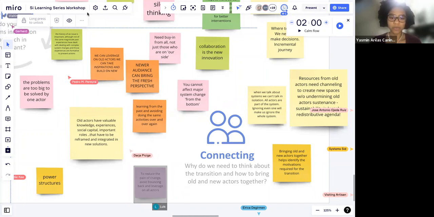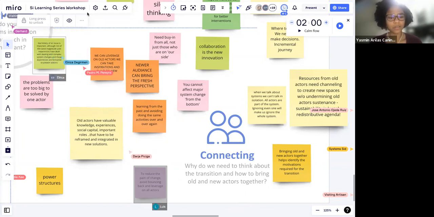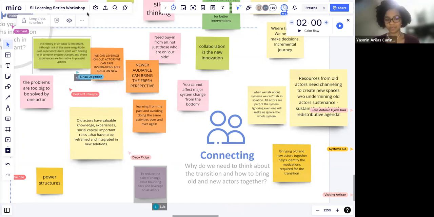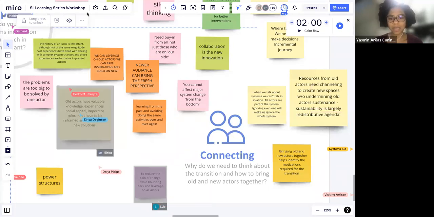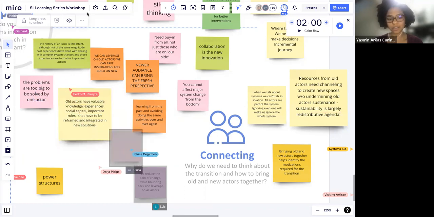Newer audience can bring the fresh perspective. Would agree with that. We can leverage on old actors, we can take inspirations and build on the new. Okay, so the collaboration between old actors and the new actors, right? Learning from the past and avoiding doing the same activities over and over again. So I think the same person wrote these 3 orange ones. Would you like to comment on that?